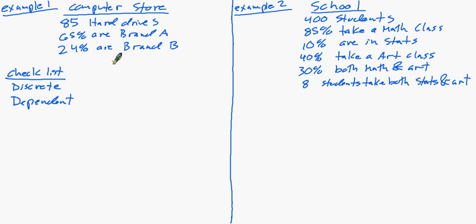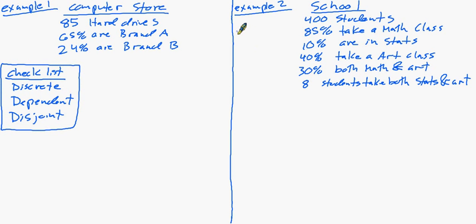And then, is this joint or disjoint? In a single draw, this is how to think about joint versus disjoint: can it be both A and B? Well, no, it has to be either brand A or brand B. Can't have both, so that's disjoint.